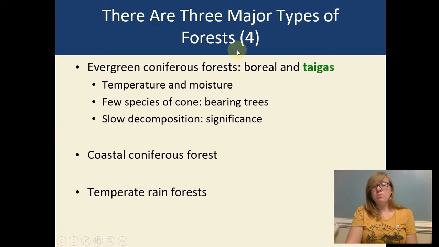Then we have our boreal forest and our taiga. That's the northern cold, but gets a fair amount of moisture. So it can get very, very cold in the winter. It can get warm in the summer. More rainfall than a desert or a grassland. So you have not that many different plant species, but they're cone-bearing trees, coniferous trees, gymnosperms, like a Christmas tree, a pine tree.